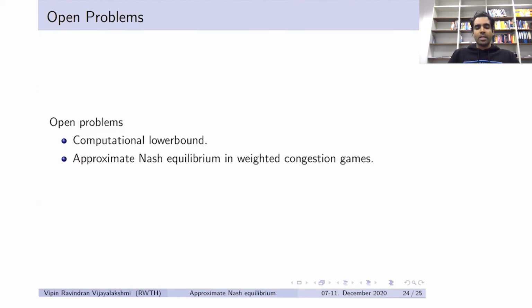And the next question would be the idea of this perturbation, the idea of perturbing the cost perceived by the user in a game to come up with better approximate Nash equilibria, what we call the modified cost function. If we can use a similar approach for weighted congestion games so that we can compute better approximate Nash equilibria in the case of weighted congestion games, that would be an interesting direction to look at.